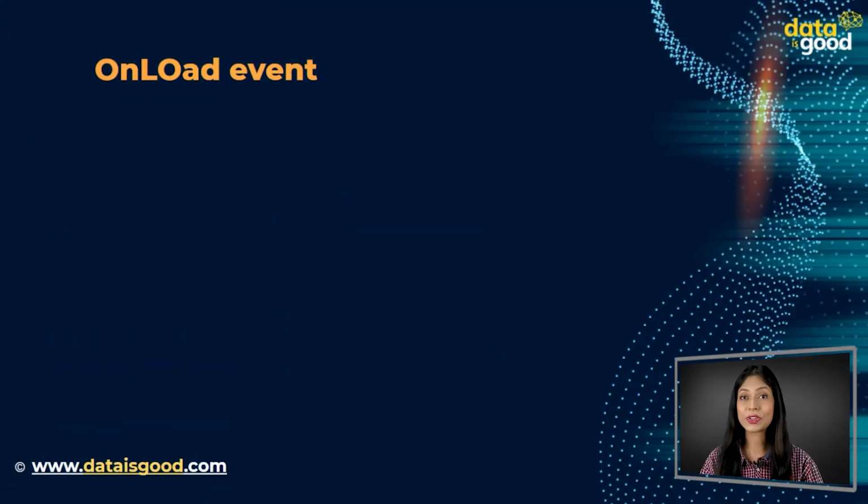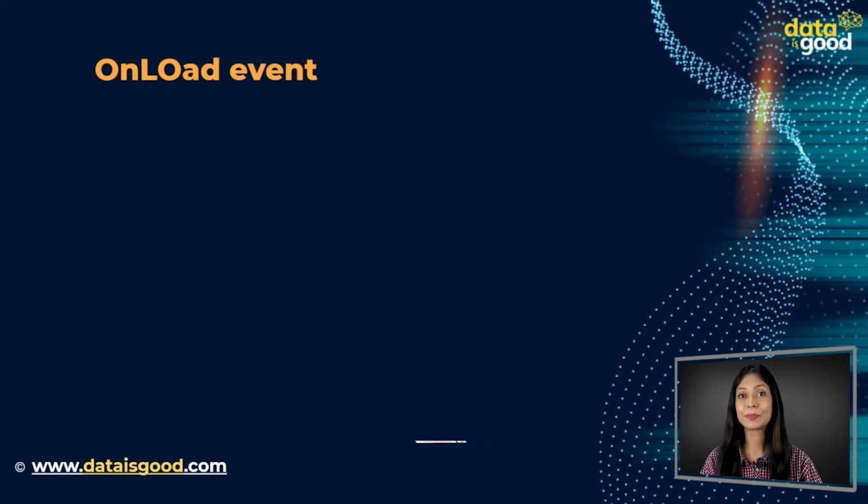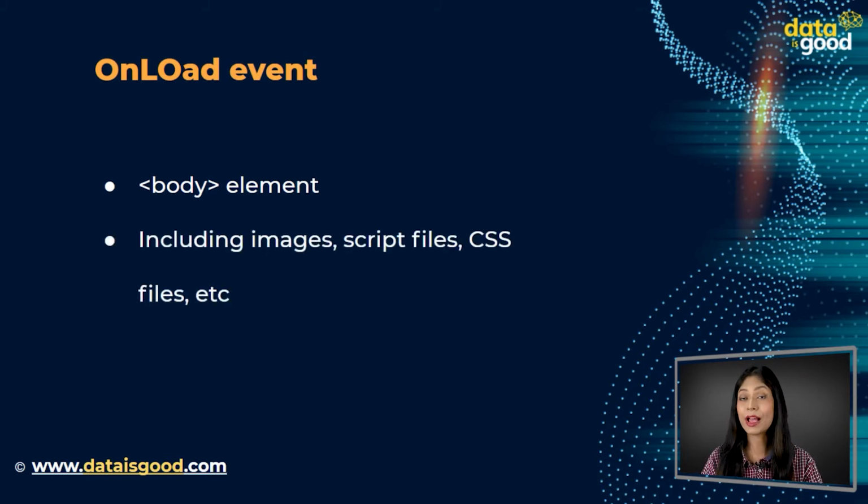Now let us move on to our next event, that is onLoad. The onLoad attribute fires when an object has been loaded. onLoad is most often used within the body element to execute a script once a web page has completely loaded all the content, including images, script files, CSS files, etc. However, it can be used on other elements as well. See supported HTML tags below.